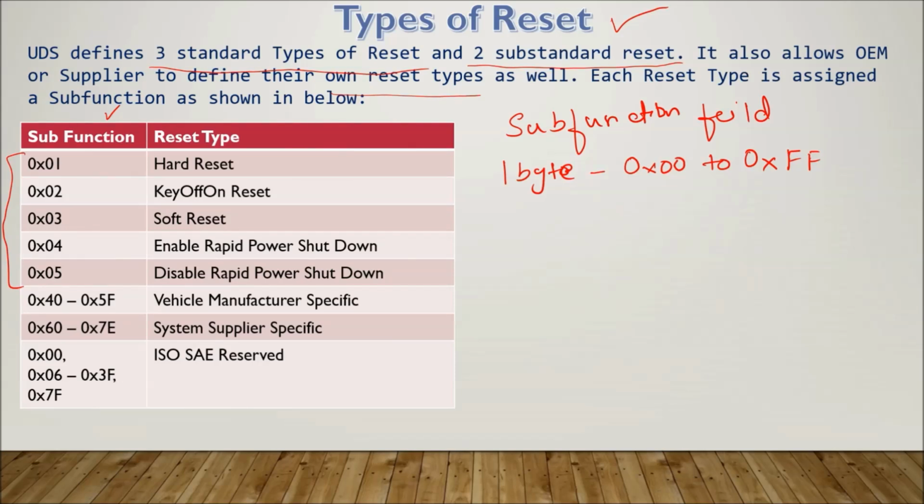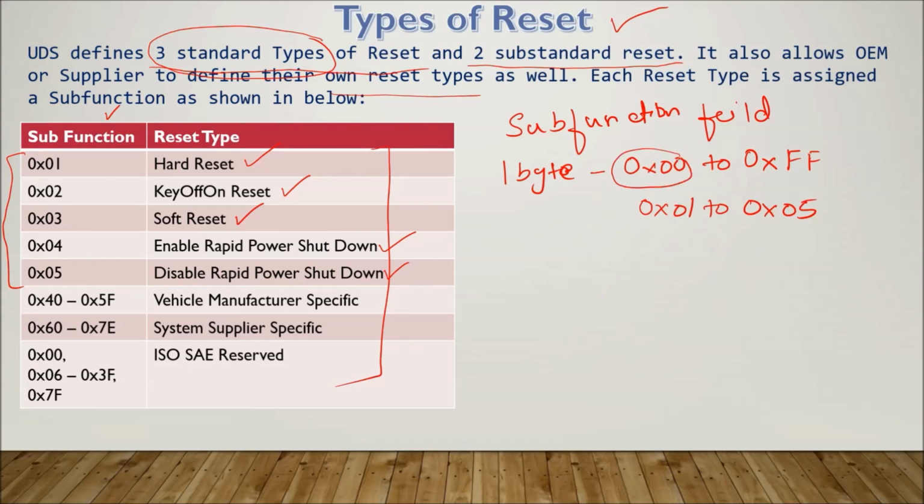Among these, which values have which reset types is given in this table. As you can see here, the hard reset, key off on reset, and soft reset are the three standard types defined by UDS, which I mentioned. There are two substandard resets also defined by UDS, that is enable rapid power shutdown and disable rapid power shutdown. These take the values 0x01 to 0x05. Note that 0x00 is a reserved value.